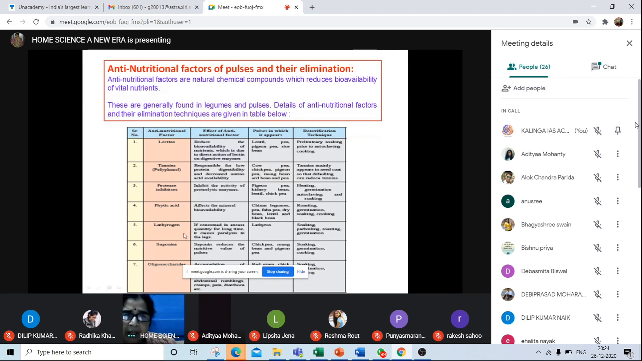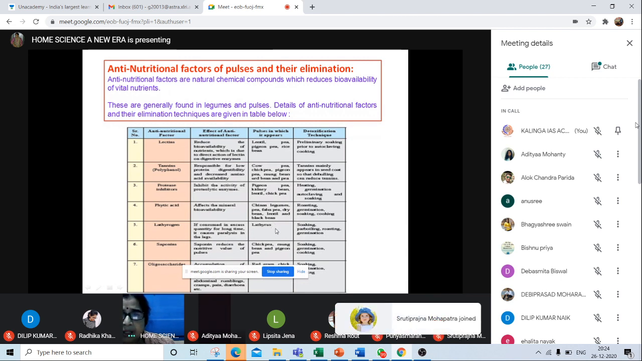Then lathyrus. If consumed in excess quantity for a long time, it can cause paralysis in the legs. So soaking, parboiling, roasting and germination. Now it is banned in India.